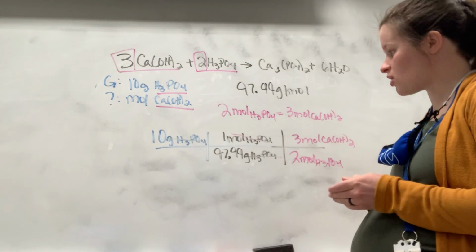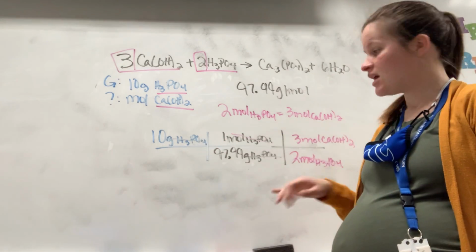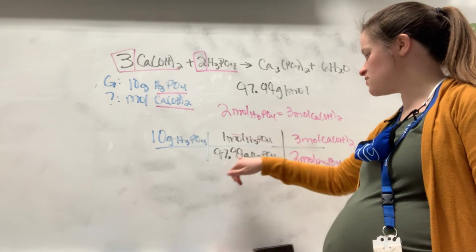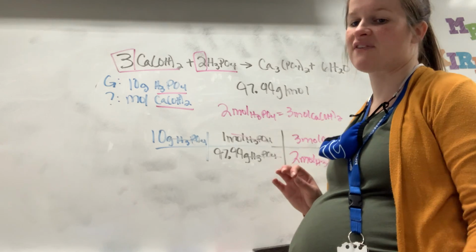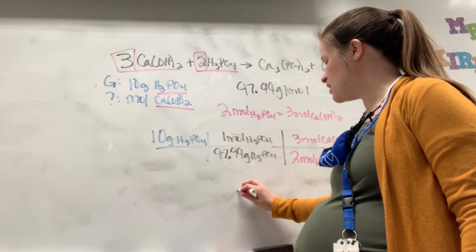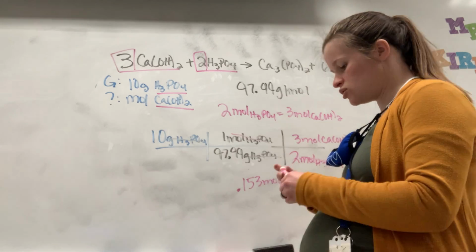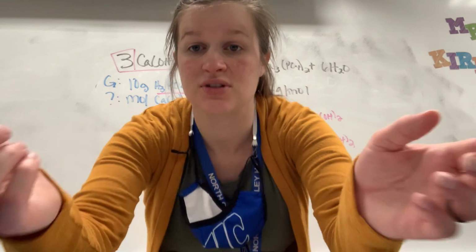So at this point, I just need to solve. So I'm going to take 10 times 3, which is 30, divided by 2, which would be 15, and then divided by 97.99, which would be 0.153. 0.153 moles is the answer to this problem. I hope that's helpful to you. There's an example for y'all to watch. It's in your notes, so you can follow along. You just need to look at the first example problem, okay?